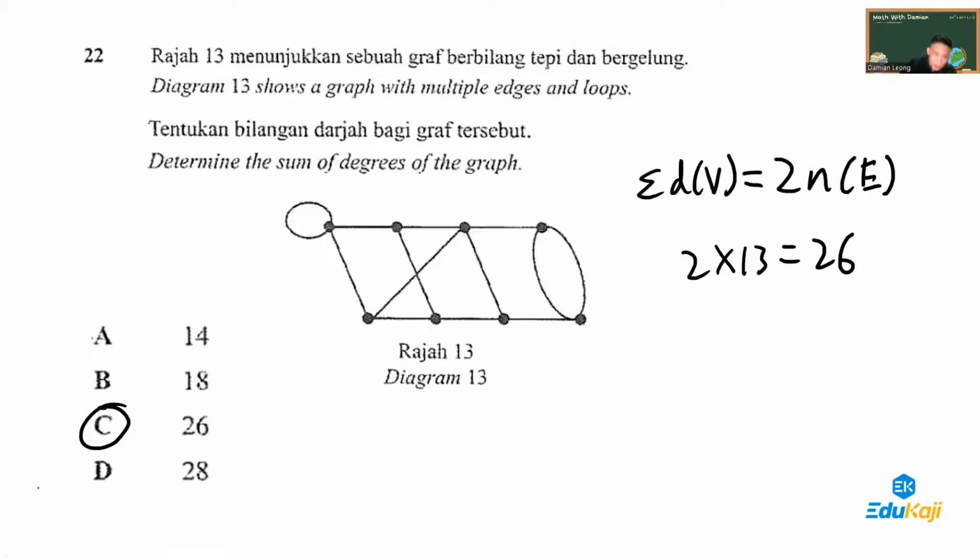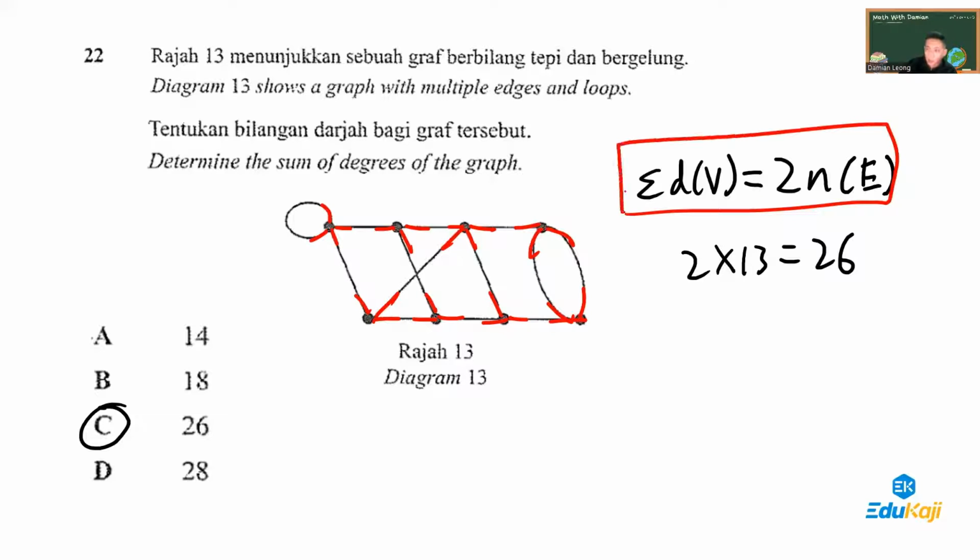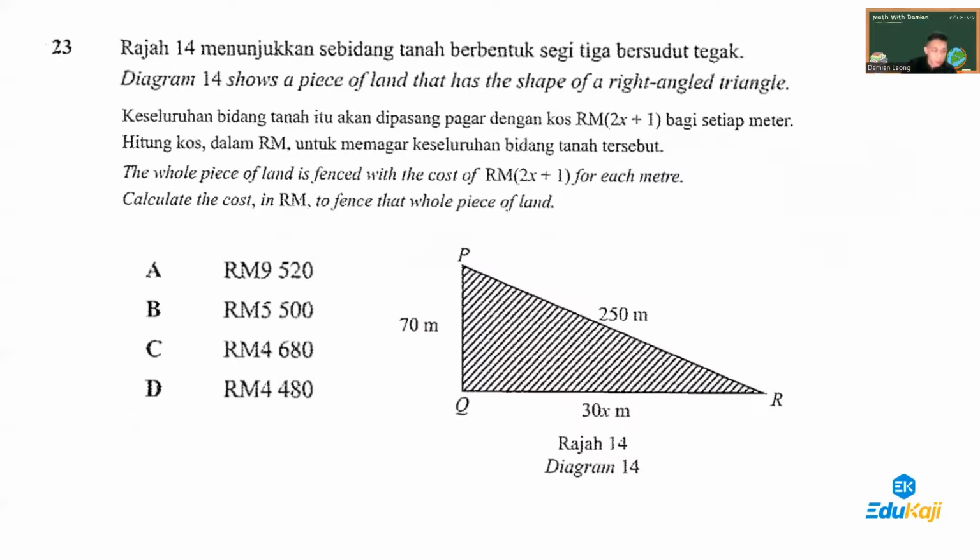Okay. If not, then you have to count each of the vertices individually. How many degrees are there? It means how many lines are connected to it. Like here, 1, 2, 3, up to 26. You will also get 26. So there's more than one way of doing it. But the easier way would be using this formula. It applies to all types of graph. Question 23.